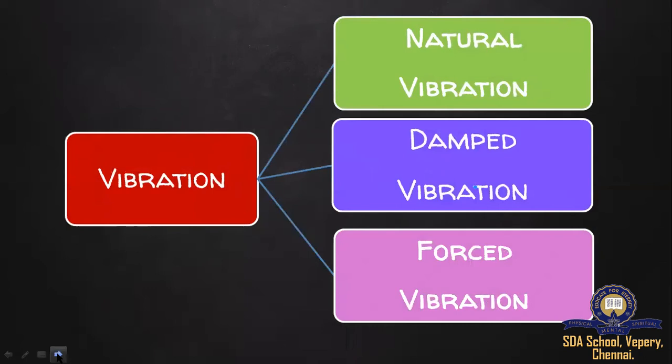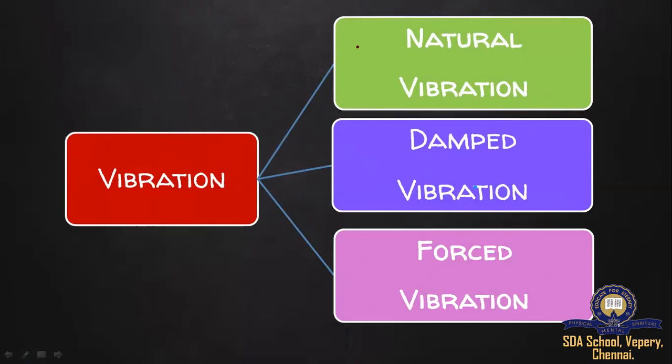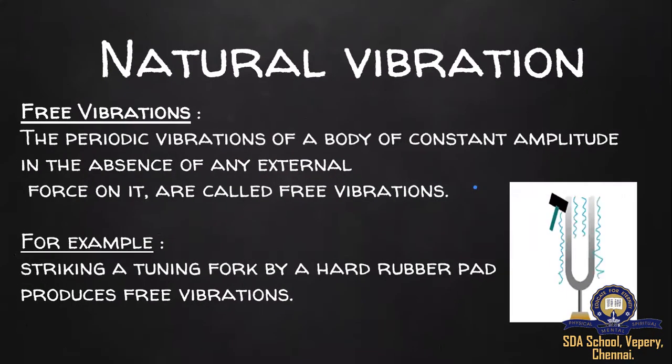What are the types of vibration? There are three types of vibration. What are the three types? Natural vibration, damped vibration, and forced vibration. We are going to learn in detail about all these three types of vibration. So what is the first type? Natural vibration. We'll see the definition for a natural vibration.